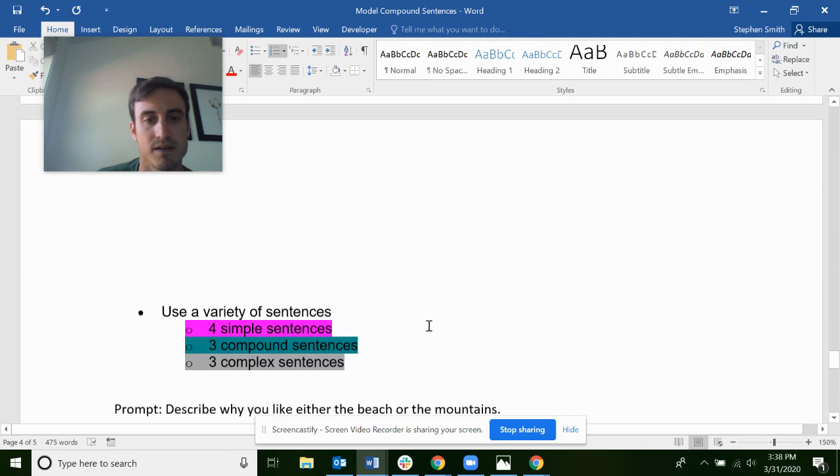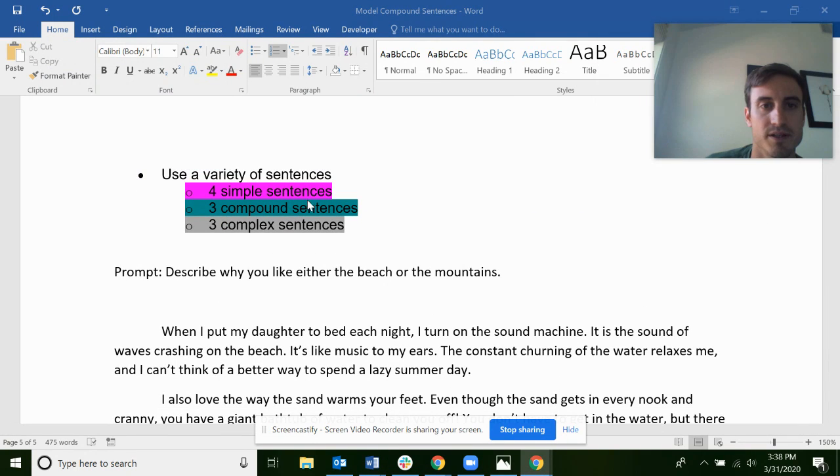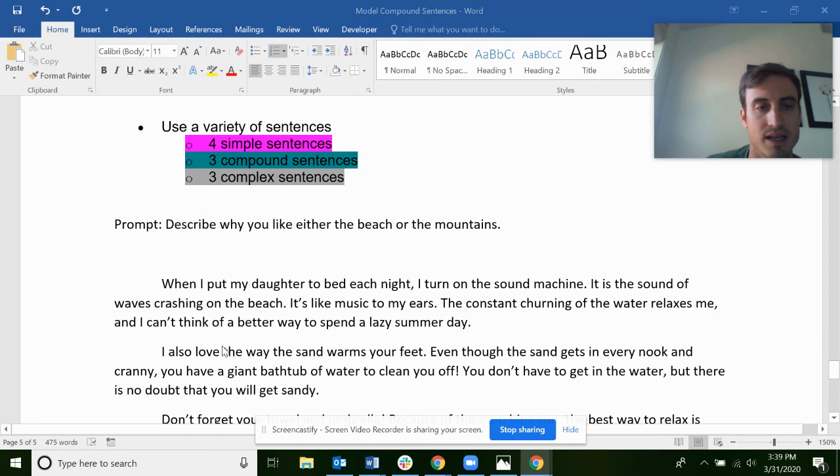Okay, let's look at this last one here. Again, I told you guys it's really important to use a variety of sentences when you write. This is the last thing I'm going to talk about, and then I'm going to release you to do your work. So here's a prompt. Describe why you like either the beach or the mountains. Which one do you like better? I like the beach. Obviously, I wrote about it here.